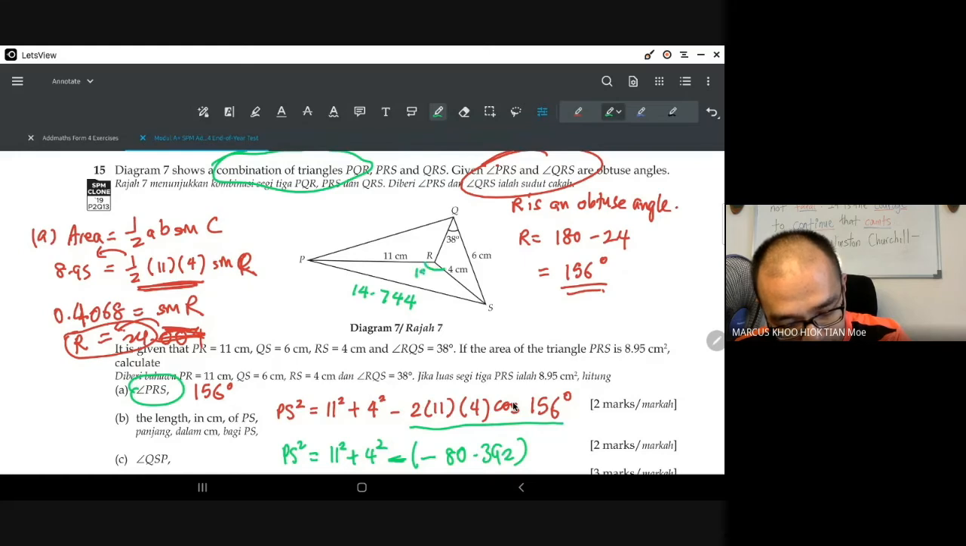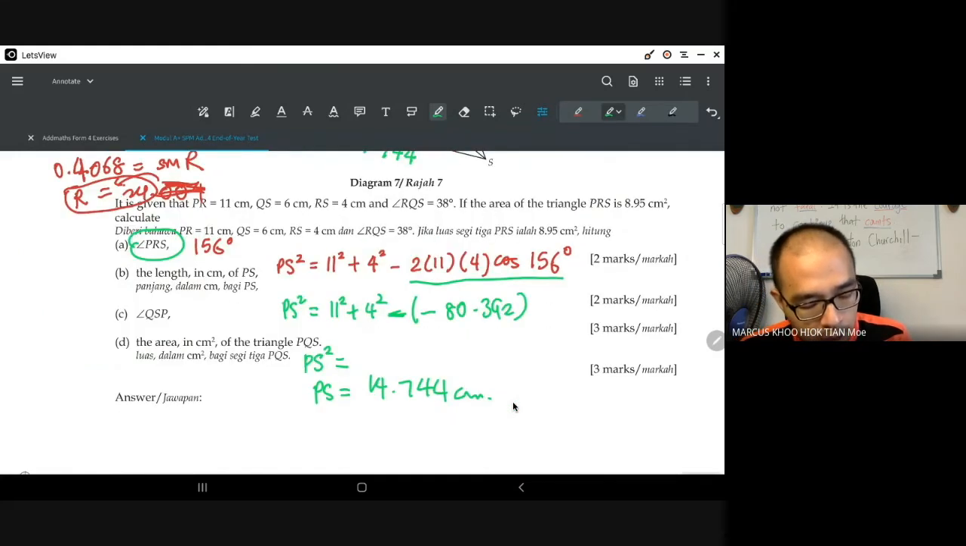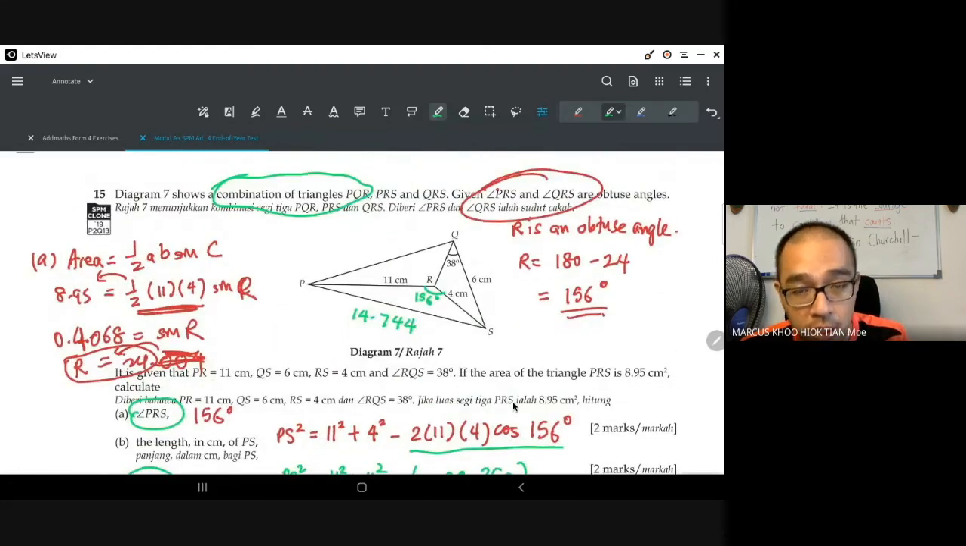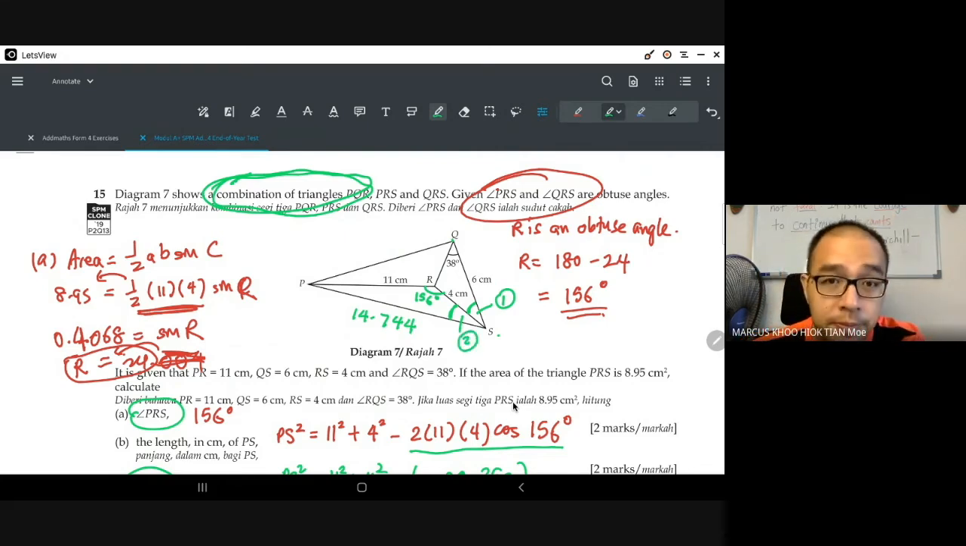This is 156. QSP, the angle of QS and P. Now, remember, guys, this is a combination of triangles. It is not a 3D diagram. So in order for us to find the angle QSP, we will have to find this angle, QSR, and then find this angle, RSP, and then add them together. That's the only way to do this.